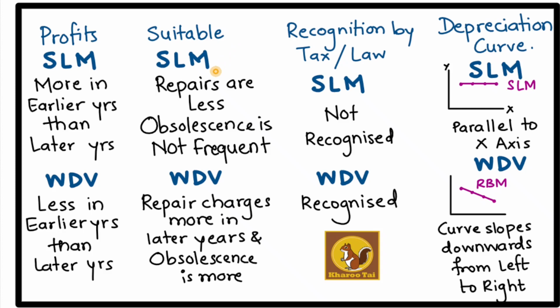Suitability: the straight line method is suitable for assets where repairs are less and obsolescence is not frequent, and WDV is suitable for assets where repair charges are more in later years and obsolescence is more. Recognition by tax law: the SLM method is not recognized in tax law, whereas WDV is recognized in tax law. Depreciation curve: in SLM we get a straight line parallel to the x-axis. In WDV we get a curve that slopes downward from left to right.